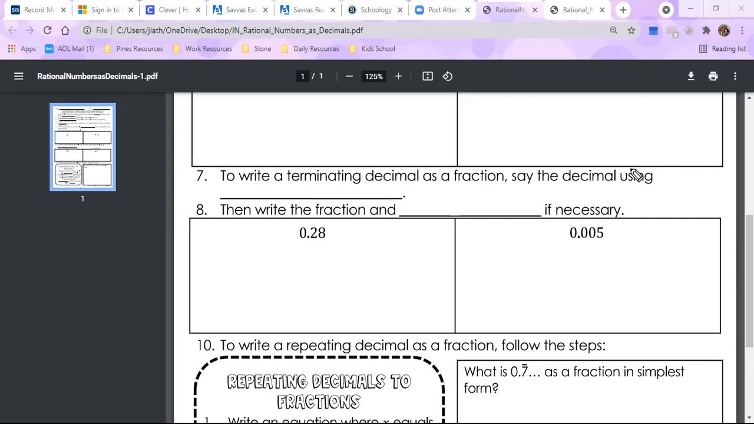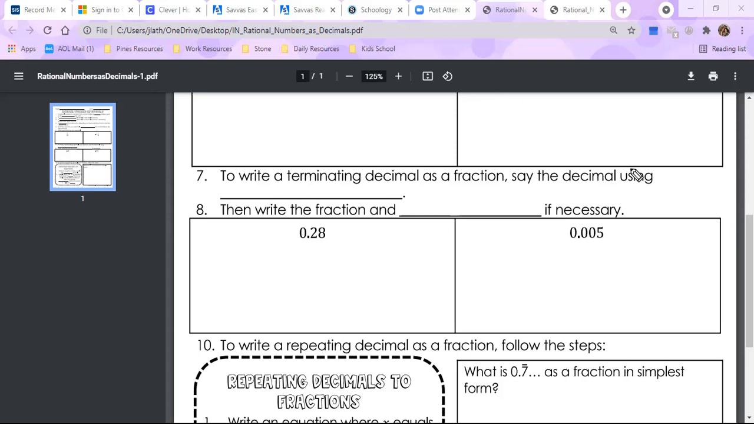This decimal is 28 hundredths because the 8 is in the hundredths place. So to write it as a fraction, it would be 28 over 100. Now, right away, both these numbers are even. So go ahead in Edpuzzle and tell me what is 28 hundredths or 28 over 100 simplified.